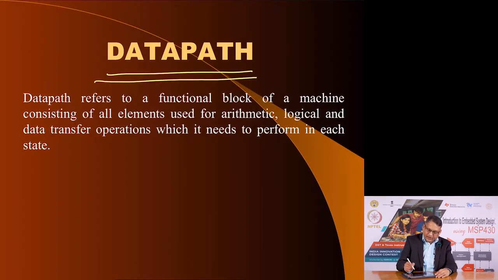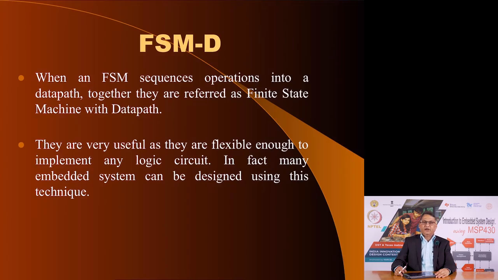So, data path represents all the functional elements which process data and which are under the control of the finite state machine. When you glue these two building blocks together, one which consists of the sequencer or the control path and the other which consists of data path elements, then you are able to implement a single purpose computer, and that is called FSMD, that is, finite state machine with data path.